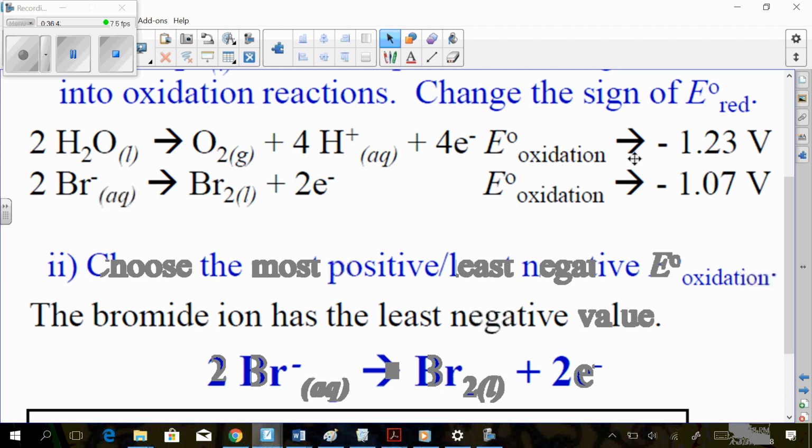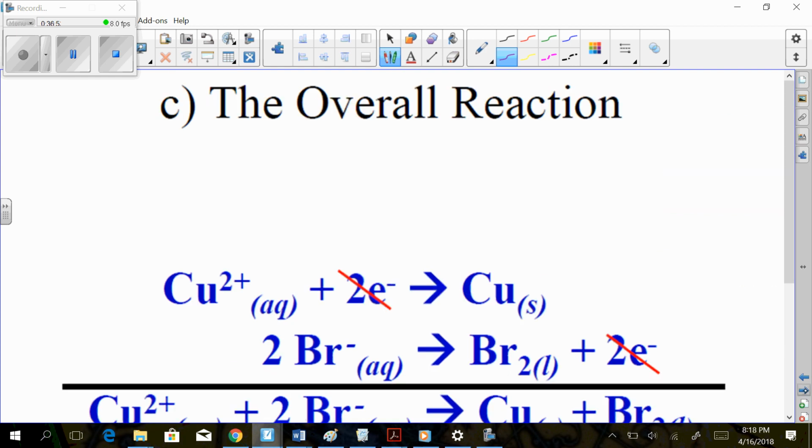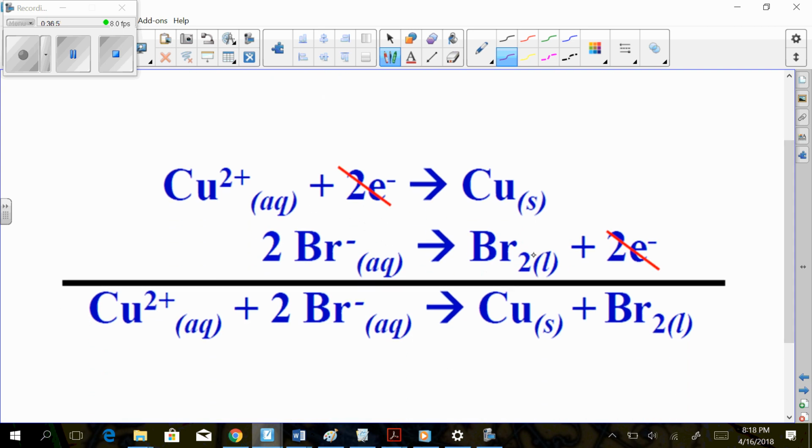So this value right here tells us that the bromide ion is the one that's going to be oxidized. If we add those two half reactions, we get the copper 2 plus plus this one. We have our electrons being canceled, and you add up the two half reactions.